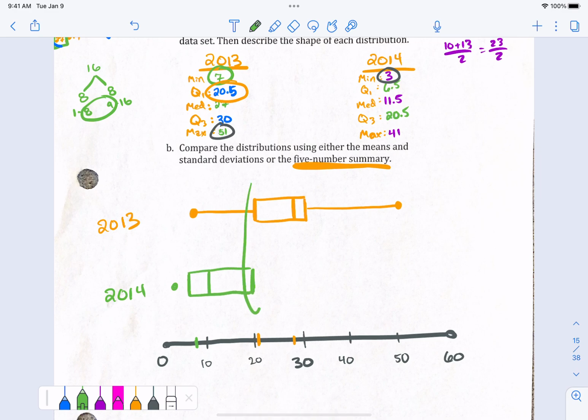Okay, these two should be at the same spot. The left edge of your box and the right edge of your box should both be at 20.5. You see how that works? Okay, and then my right side is 41, so like that.